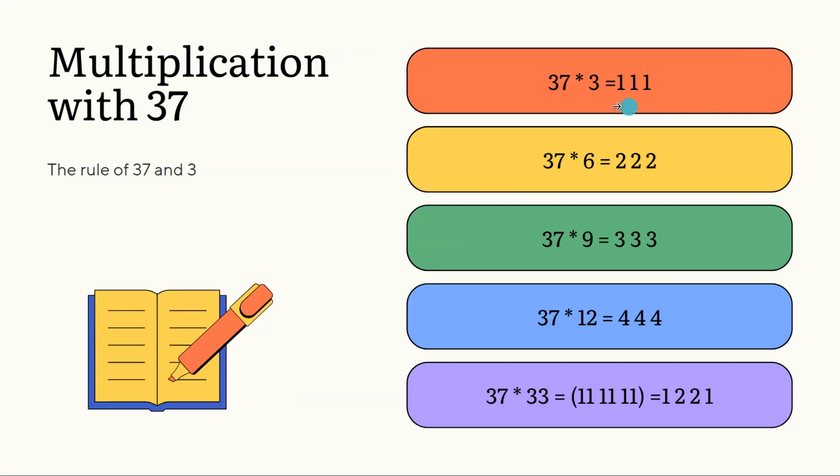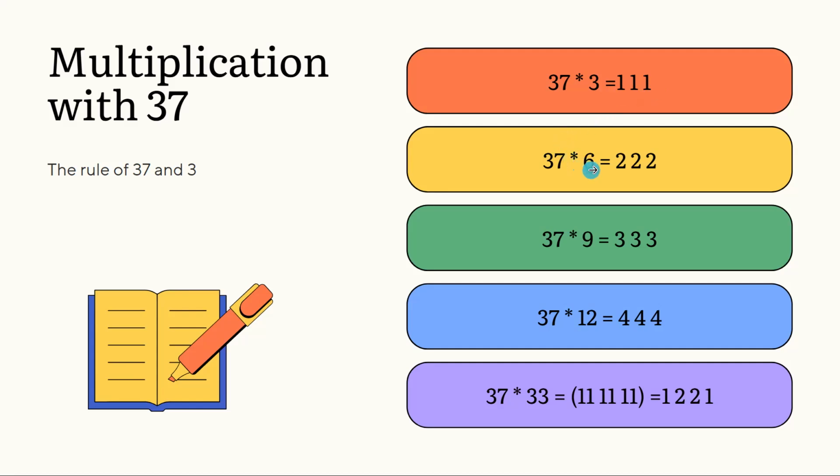So for example, the first one, which is 37 into 3. You first need to divide this 3 by 3. So 3 by 3 is 1, which is written thrice: 1 1 1. So that is how it goes. You do not need to do the actual calculation. If you just remember this method, it's very easy.